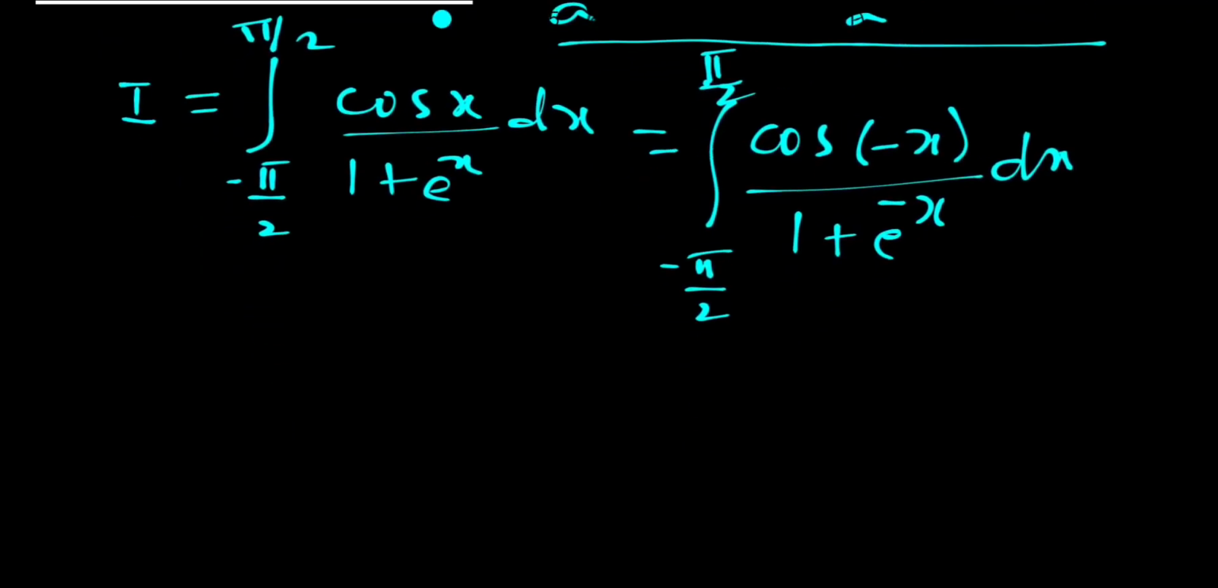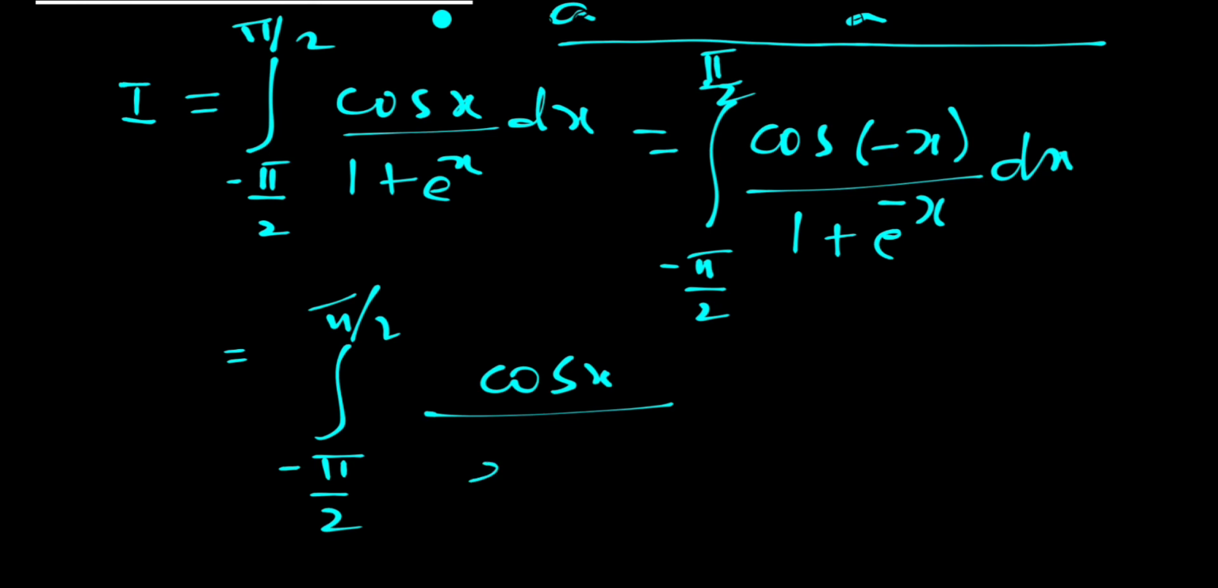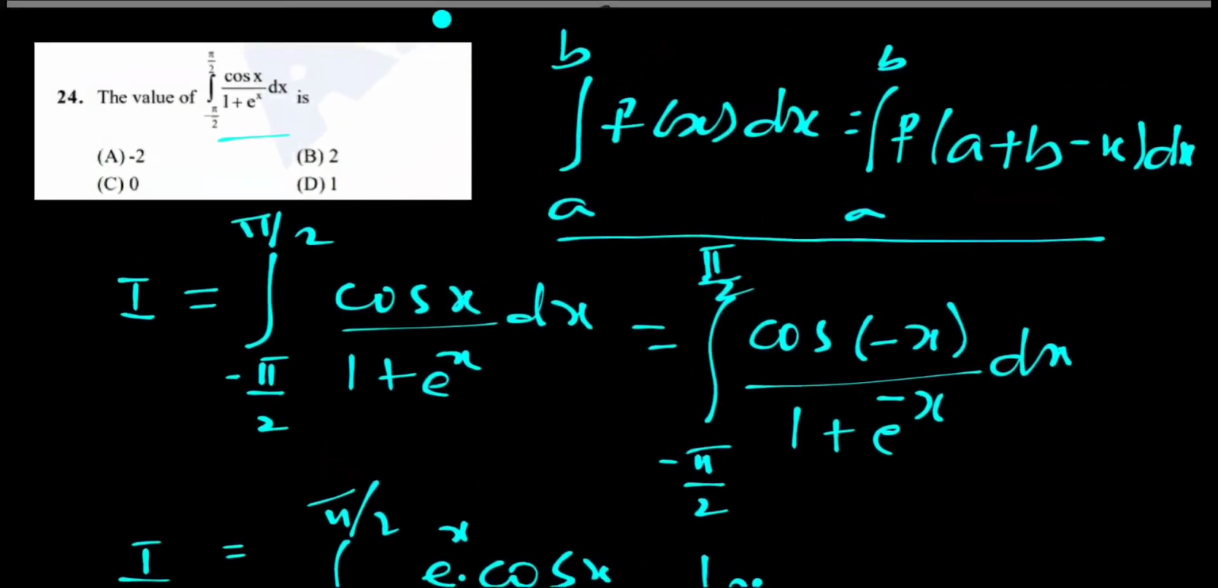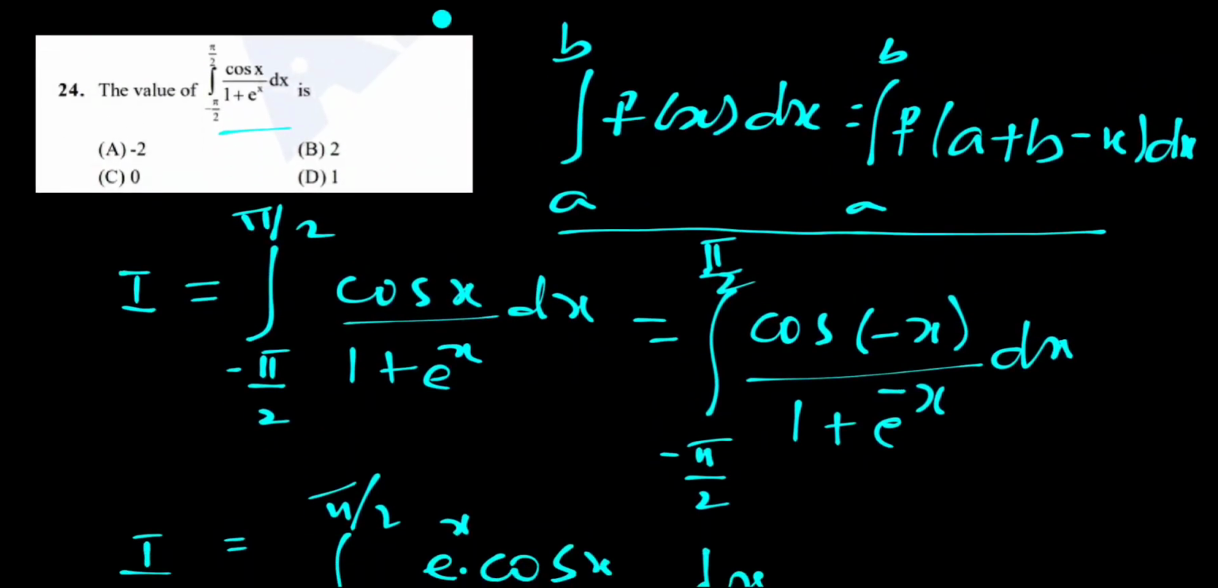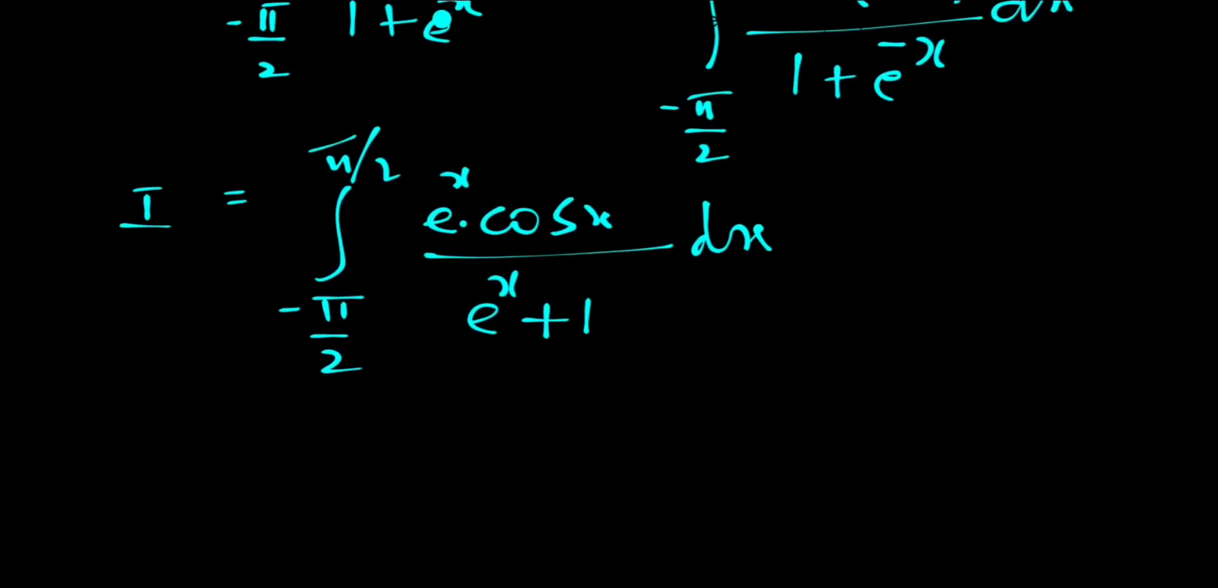Next, I is equal to integration minus pi by 2 to pi by 2 cos of minus x, which is cos x, divided by, I'll make this simplification, e power x plus 1 into e power x. I am making the reverse, again dx. So this is also I value and the first one we took is also I value. So both add, I'll make here.